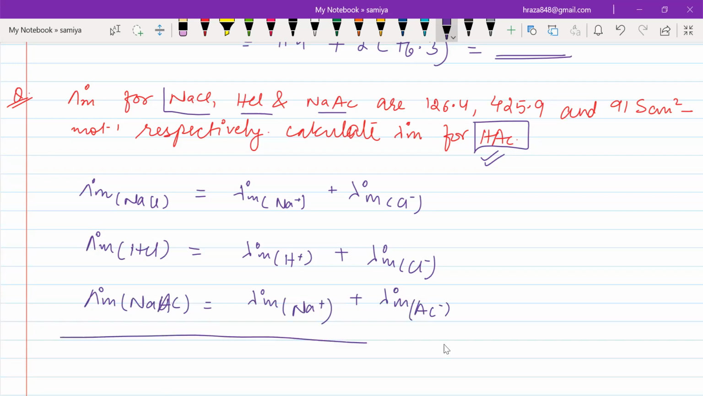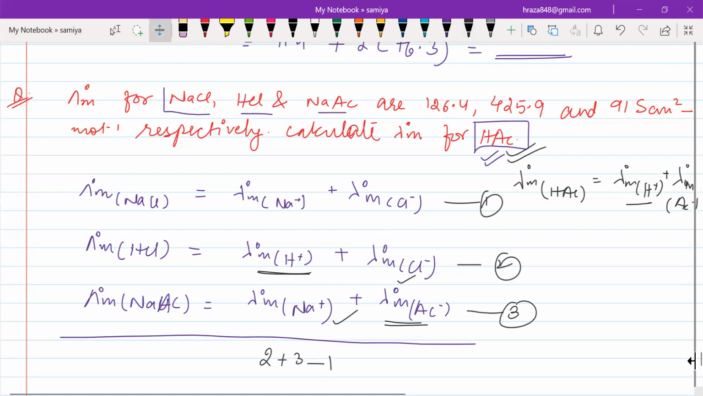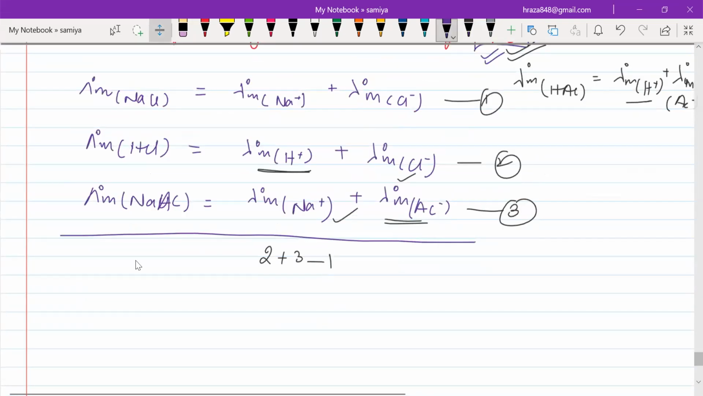Okay. Now see, I'm going to make an equation. How are we going to make HAc? Now you know that lambda m naught for HAc will be equal to lambda naught m for H plus lambda naught m for Ac minus. Yes or no? Can I write like this? Yes, sir. Now see, we need H plus, so we will get H plus from here and Ac minus from here. What we need to do is, now 1, 2, 3. If you add 2 plus 3, we get along with this Cl minus and Na plus, that we don't need. So I'm going to subtract 1. So the answer will be like this.